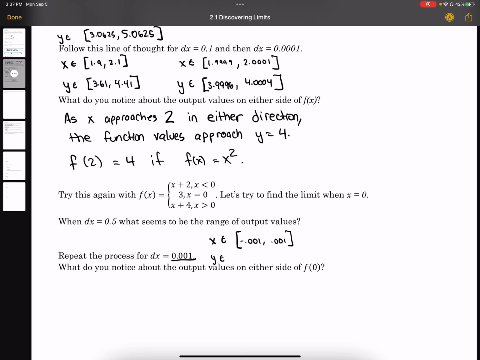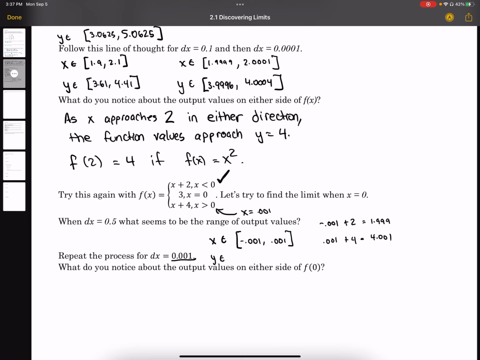So if x is negative 0.001, we need to use this part of the piecewise function because that's when x is less than 0. So we're going to have negative 0.001 plus 2, which is equal to 1.999. And so then when x is equal to 0.001, we're going to get 0.001 plus 4, which is 4.001.